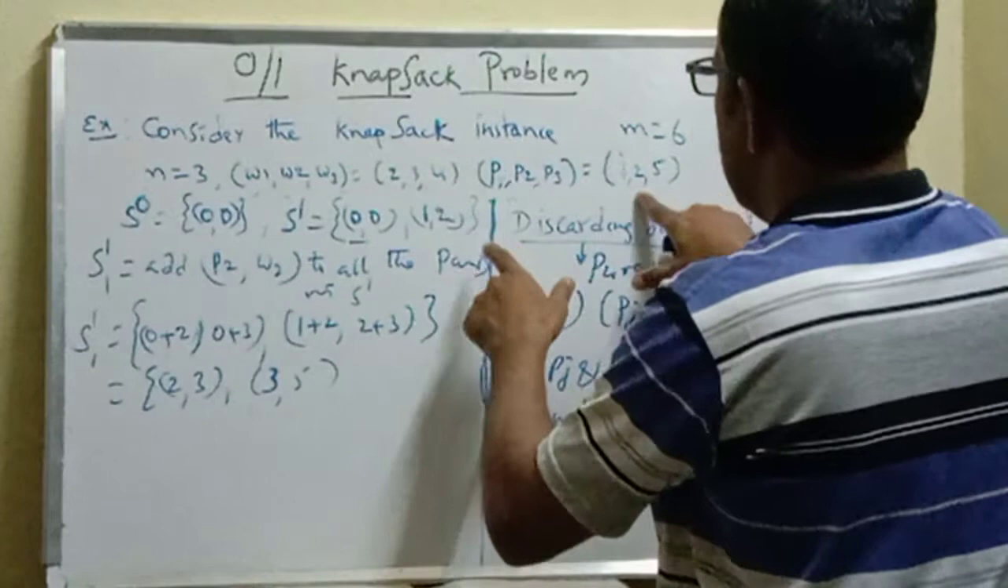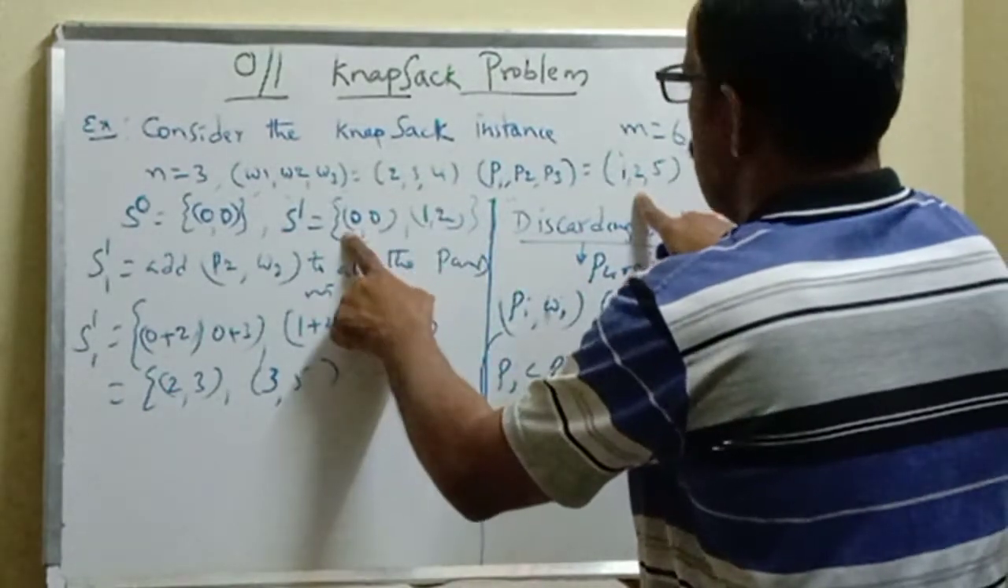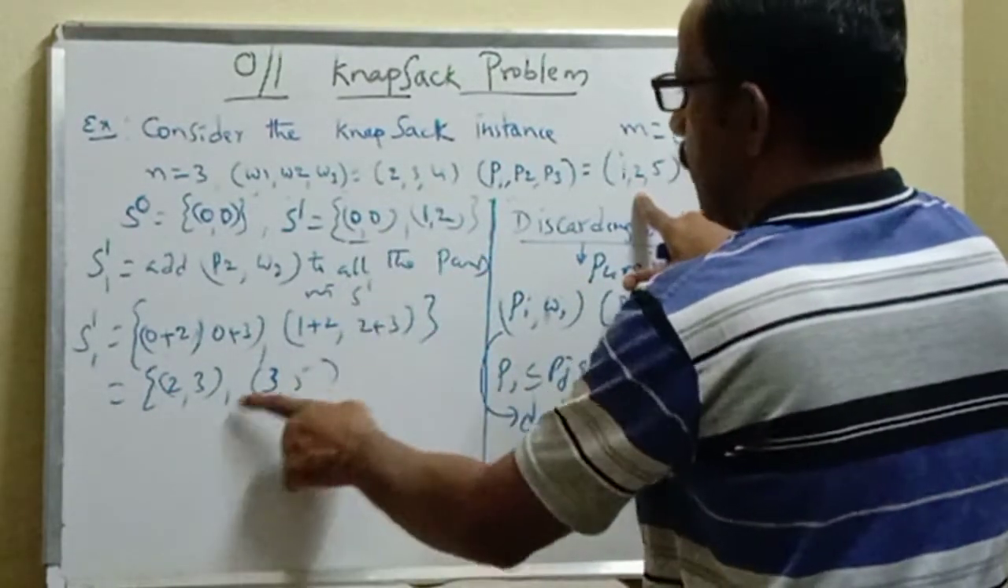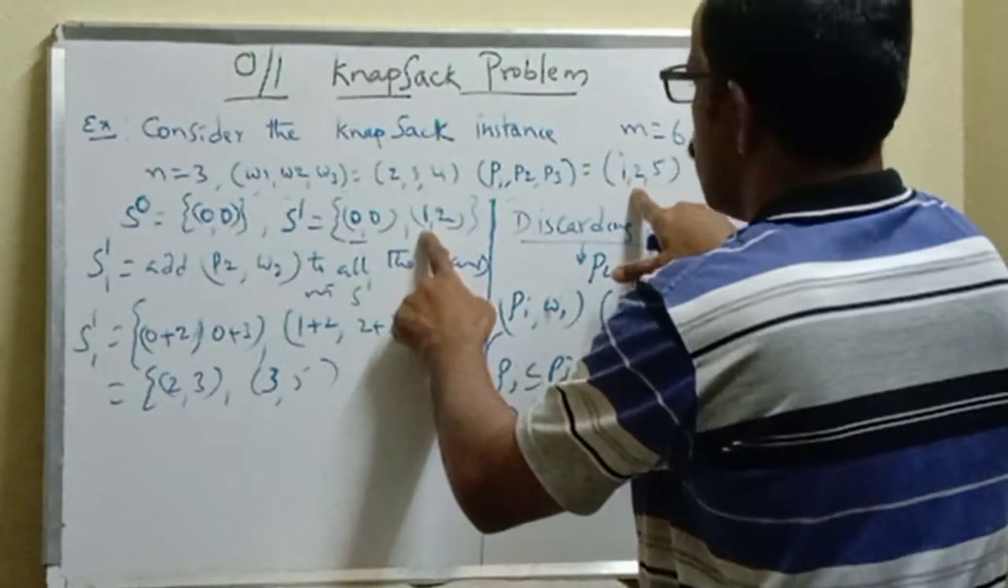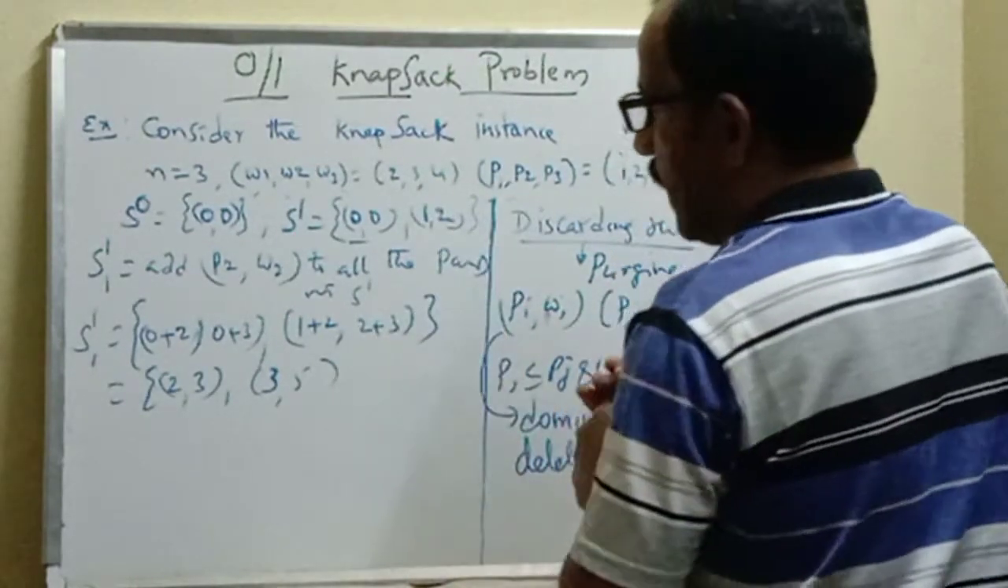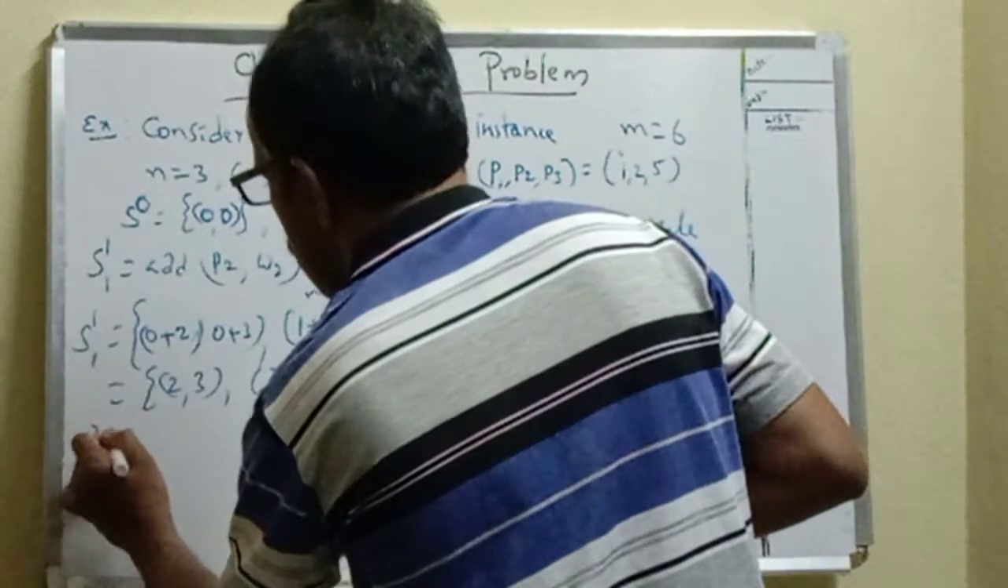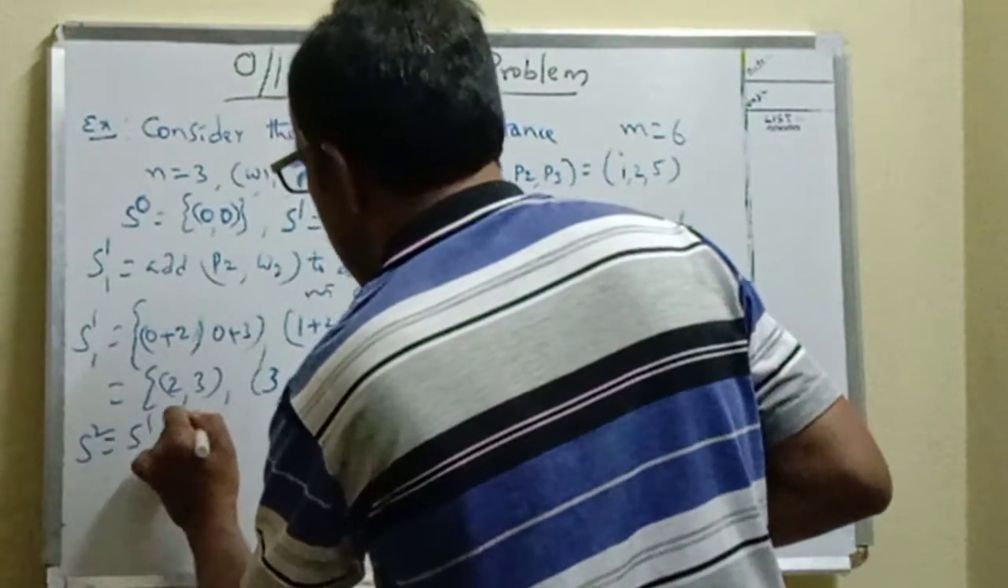What is P2? P2 is 2, W2 is 3. So 0 plus 2, 0 plus 3, 2 comma 3. Then 1 plus 2, 2 plus 3, 3 comma 5. Then how can we get S2 now? Just simply combine S1 and S1¹.